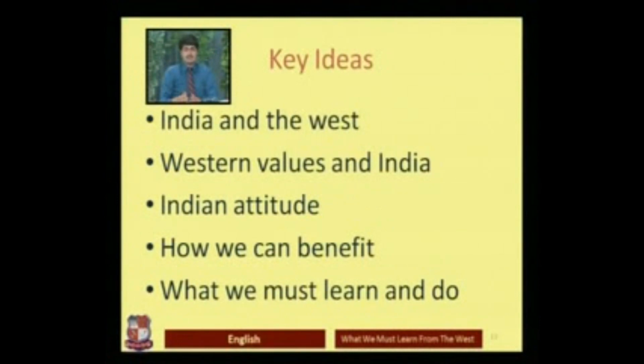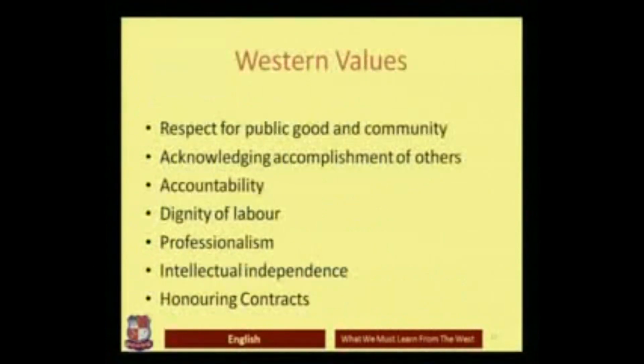And as Narayan Murthy says, we are a society that is living in the past. So we always brag about our past with as little accomplishment as we have in the present. So there are Western values and India, how they stand towards each other, Indian attitudes, how we can benefit, and what we must learn and do. So when we comprehend the passage, we will be looking at these examples.